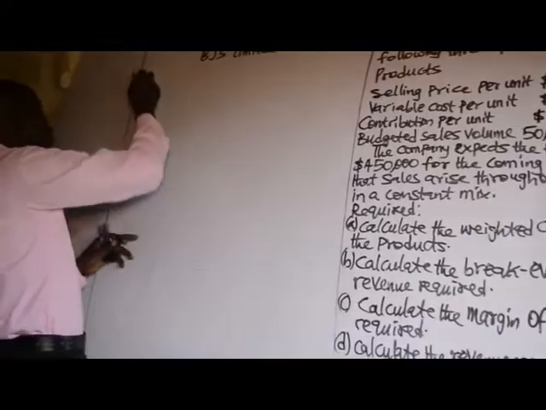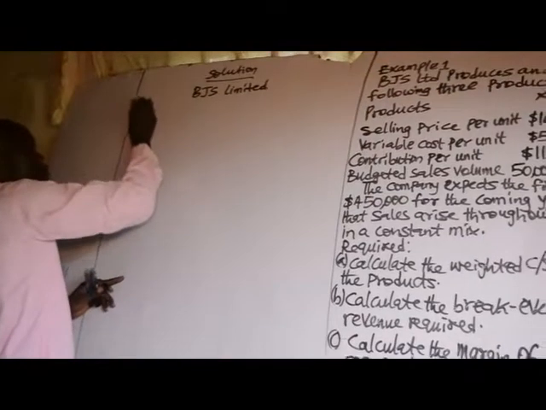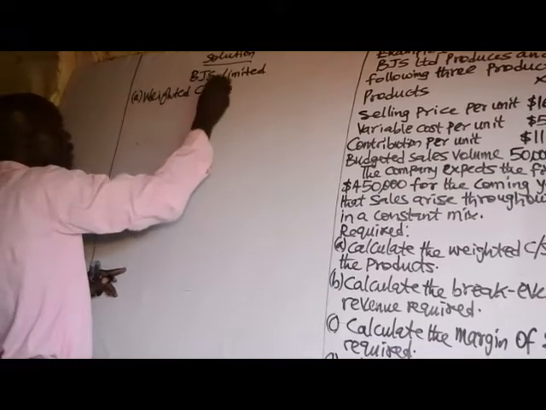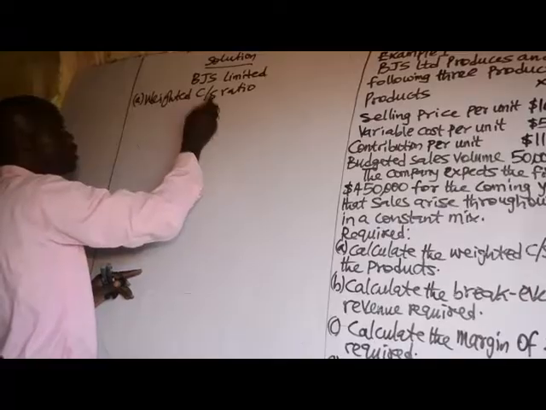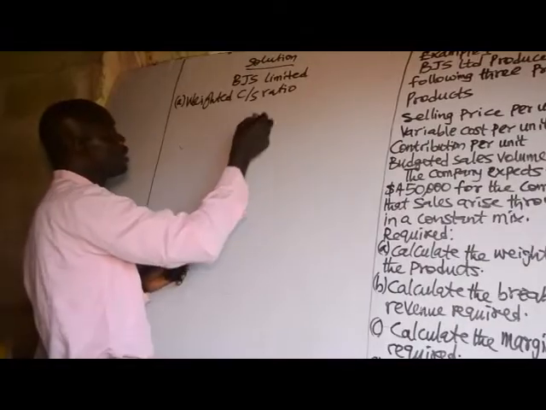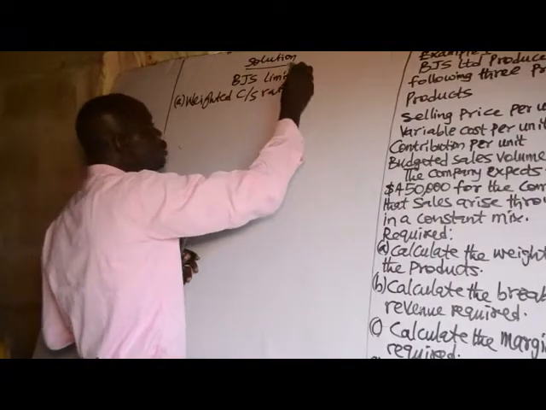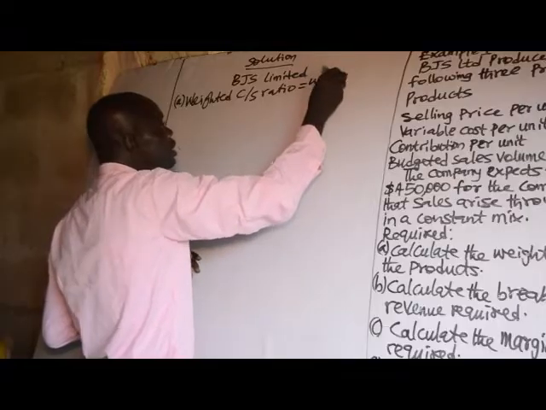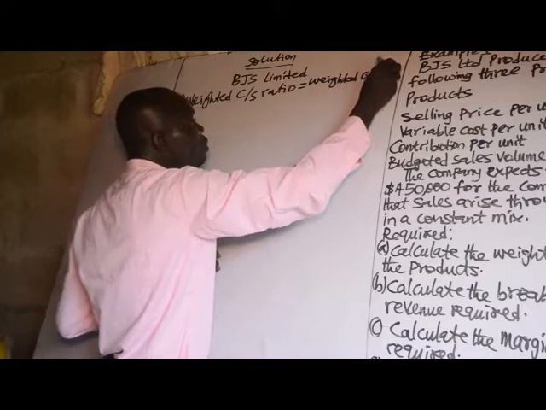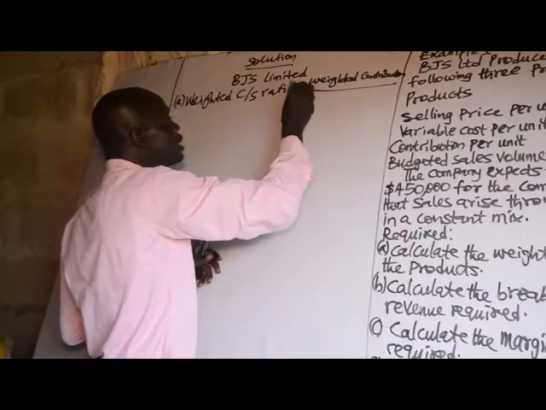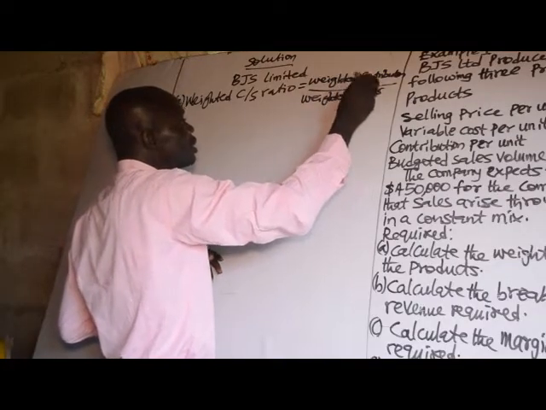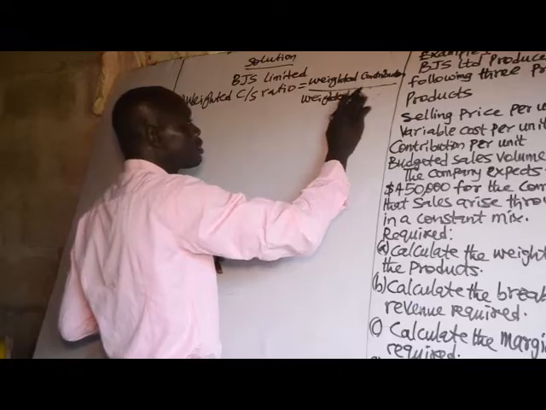You want to compute the weighted CS ratio. CS ratio means contribution to sales ratio, which is the same as our CMR, contribution margin ratio. The weighted CS ratio is weighted contribution over weighted sales, that is, weighted selling price.